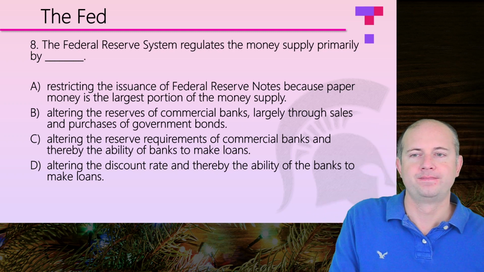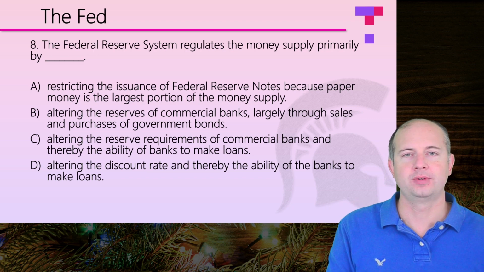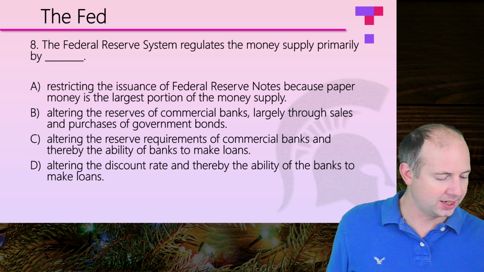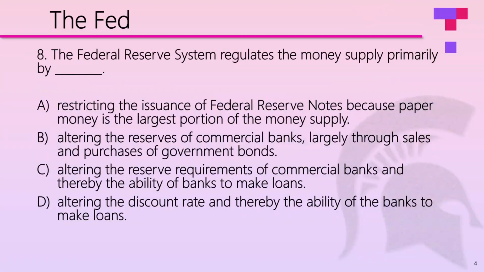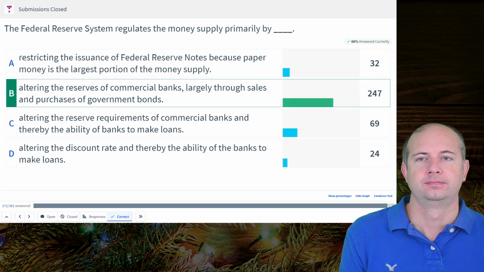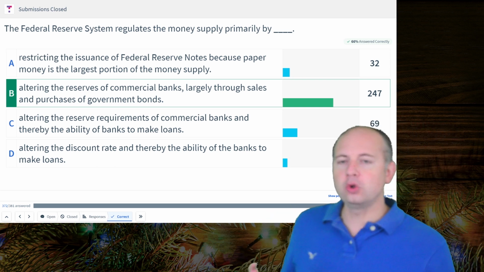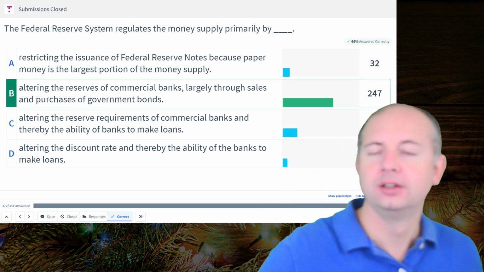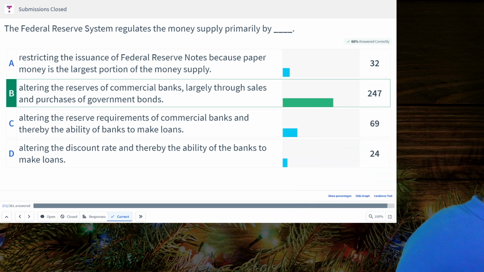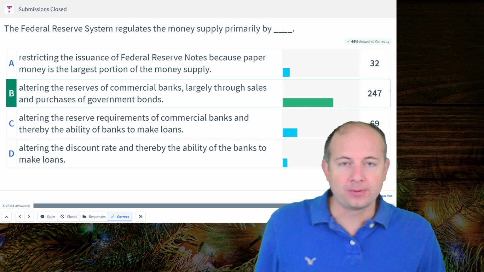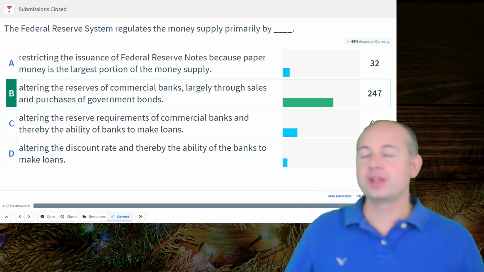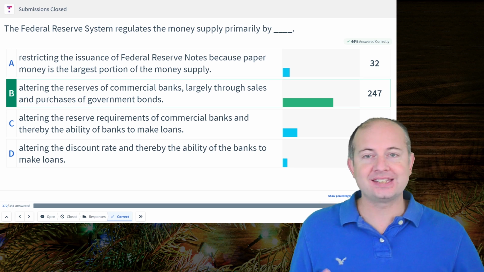Next question. The Federal Reserve System regulates the money supply primarily by... Okay, so the answer here is B. The main tool that we use is what we call open market operations. Remember, open market operations are when the Fed is buying and selling bonds.